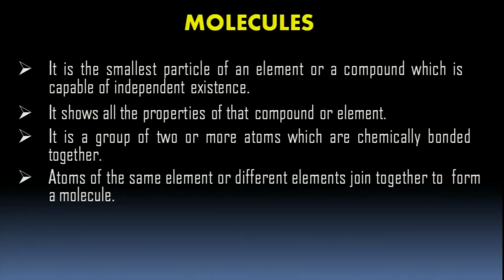Now, children, we'll learn about molecules. We have learnt about molecules. Just a recapitulation. It is the smallest particle of an element or a compound which is capable of independent existence. I told you, they are capable of independent existence. It shows all the properties of that compound or the element. It is a group of 2 or more atoms which are chemically bonded. Atoms of the same element or different elements join together to form a molecule.